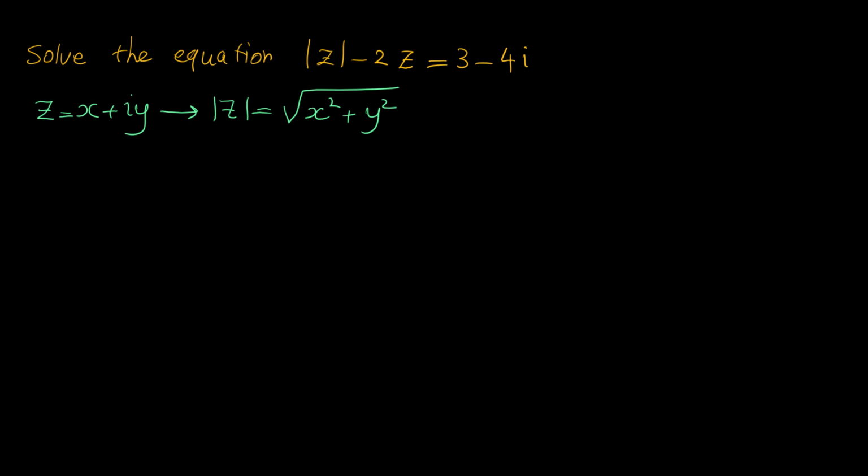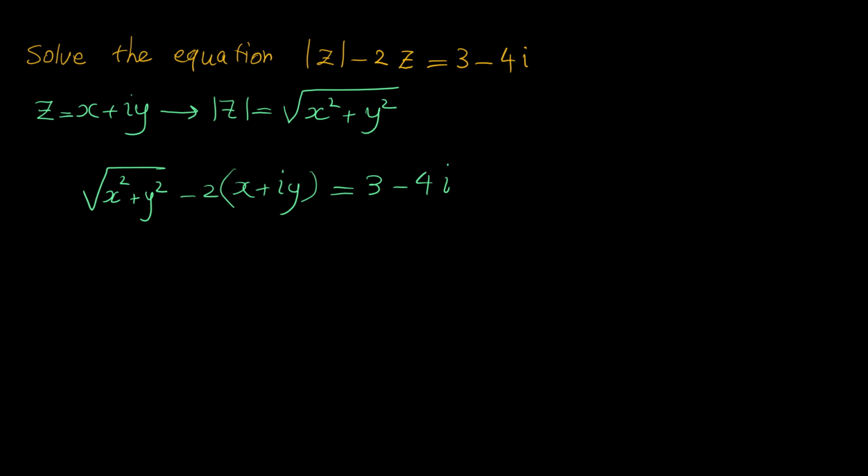Now we substitute these in this equation. We substitute the absolute value of z with this. So the square root of x² plus y² minus 2z, so minus 2 times (x plus iy), should be equal to 3 minus 4i. And now from this equation, we have to try to find x and y, and then we have the value of z.